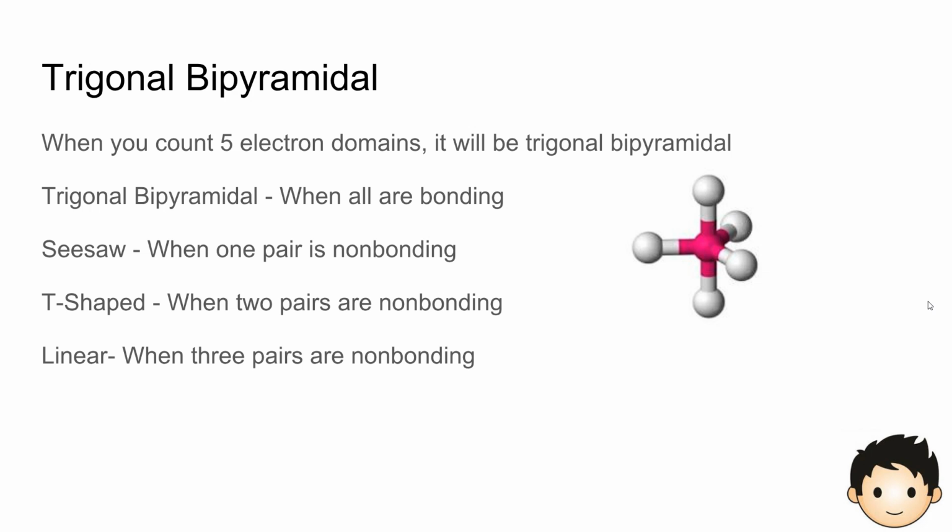For trigonal bipyramidal, there's going to be 4 different molecular geometries. There's trigonal bipyramidal, which is when all of them are bonding. Seesaw is going to be when one pair is non-bonding. T-shaped is going to be when 2 pairs are non-bonding. And linear is going to be when there's 3 pairs not bonding. I'd say trigonal bipyramidal is the hardest one to memorize because there's so many different molecular geometries. But once you get it down, it's actually not that bad.